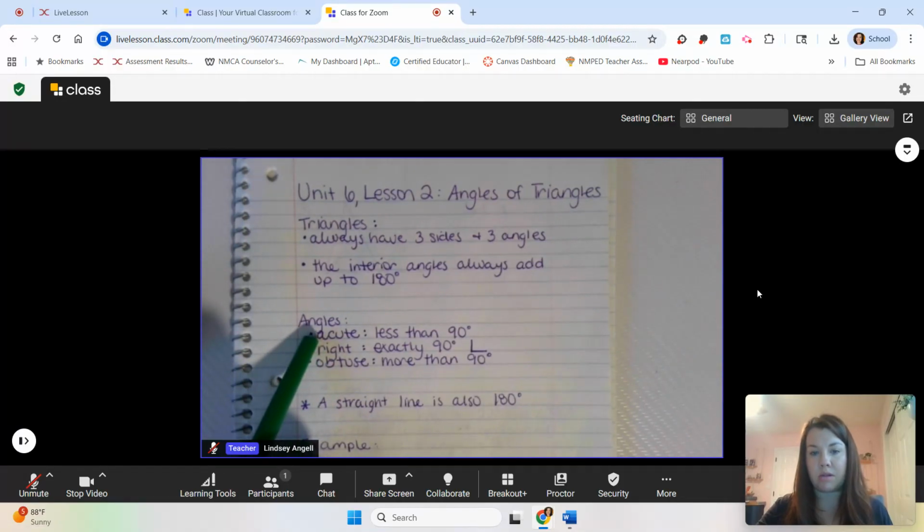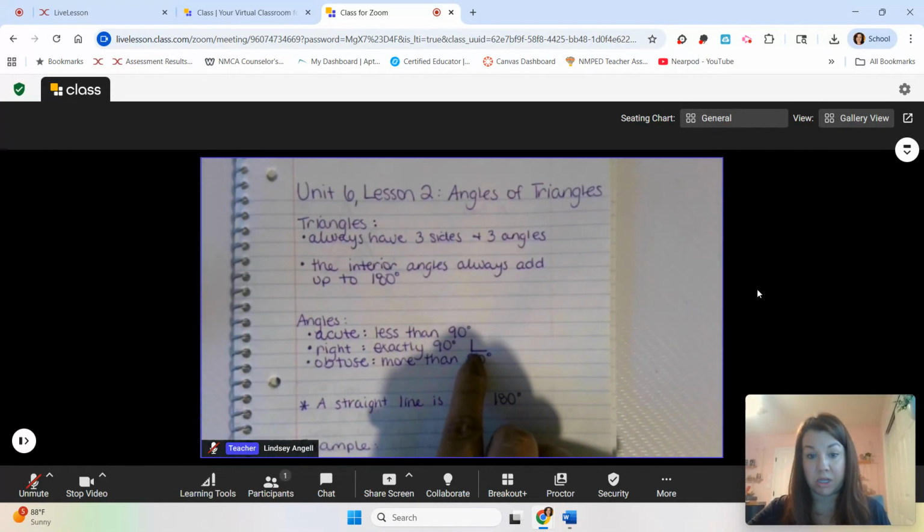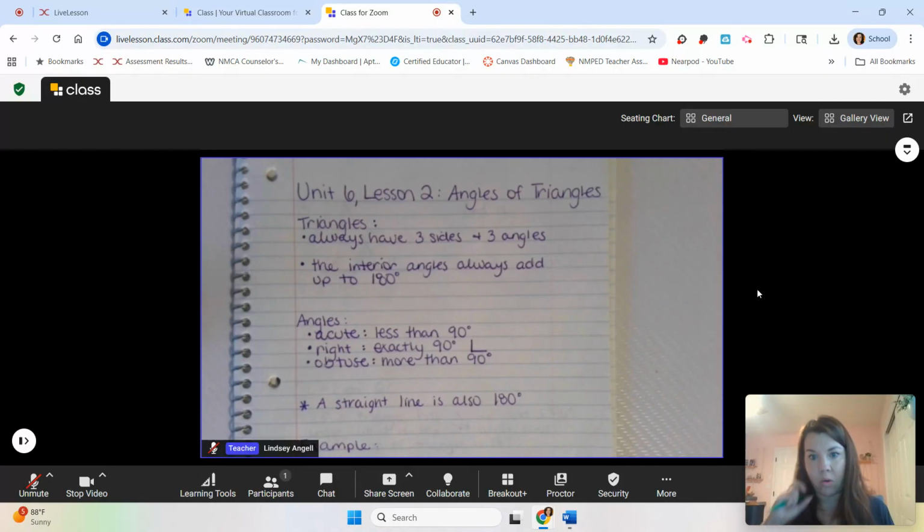So an acute angle is less than 90 degrees. A right angle is exactly 90 degrees, and that's like a little picture of one. It'd be like a square corner. Or an obtuse angle, which is more than 90 degrees. Okay? Now, if a triangle has a right angle, it automatically means the other two are acute. Same with obtuse. If it has an obtuse angle, so one that is over 90 degrees, the other two are going to be acute. So that's another hint there as well.